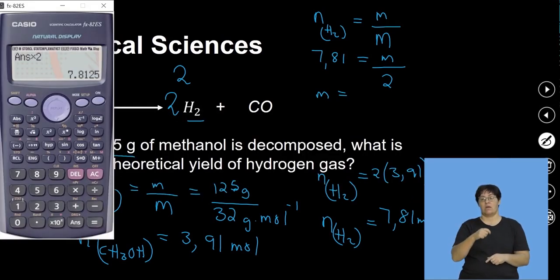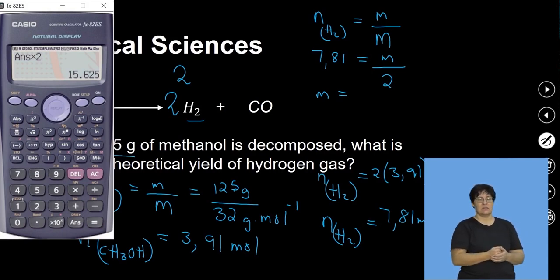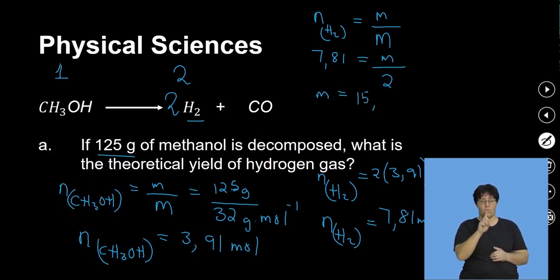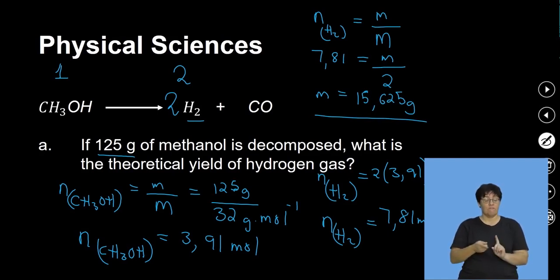So if we go back, this 7,81 multiplied by 2 gives us the actual mass of hydrogen. So the theoretical yield is that the actual mass of hydrogen that will be formed is equal to 15,625 grams. This is what will be formed in terms of hydrogen gas. So we can say the mass of hydrogen gas that will be formed is exactly that.